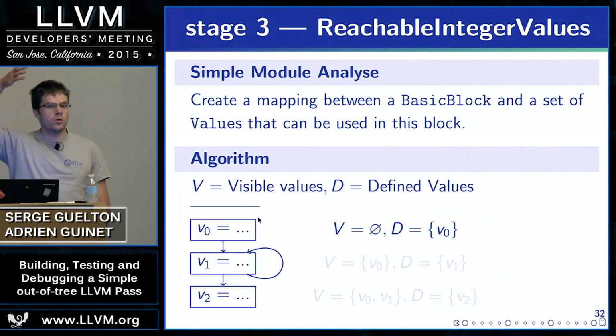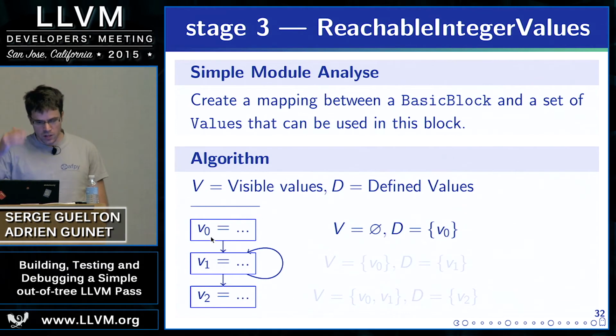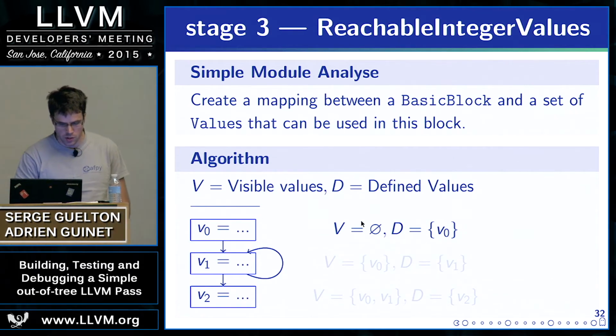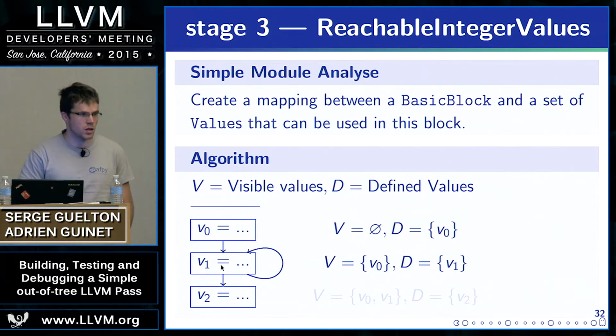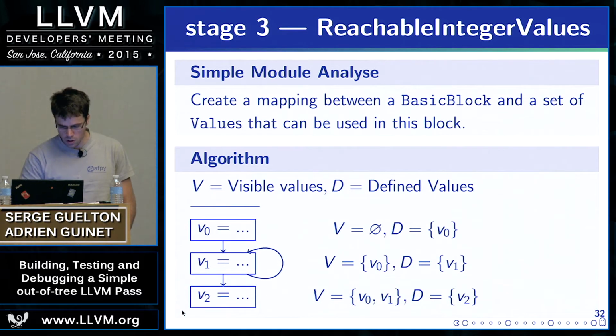And then we will walk the dominator tree and get the successor of this block. There's one successor in the dominator tree, which is this block. And so the visible values of this block will be all the visible values of the previous block union the defined values, which is here only v0, and it defines its own new values. Because we are in dominator relationships, you don't use this loop, and you get the successor here.